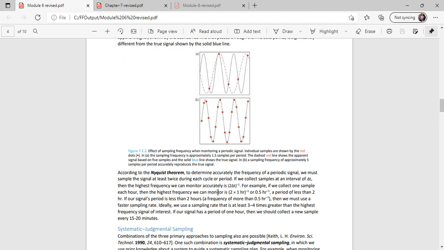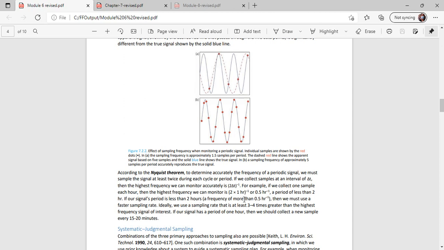If we collect a sample at an interval of change in time, the highest frequency we can monitor accurately is 2 times change in time, raised to -1. For example, if we collect one sample each hour, then the highest frequency we can monitor is every 2, it is 2 times 1 hour, raised to -1. Therefore, it is 0.5 per hour.